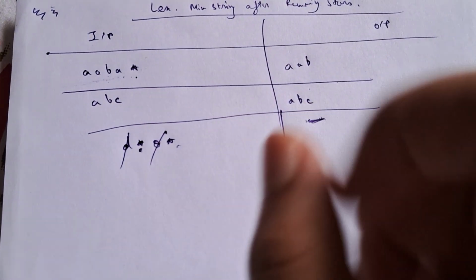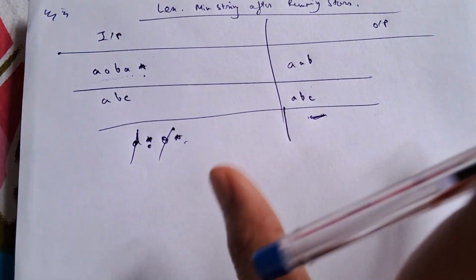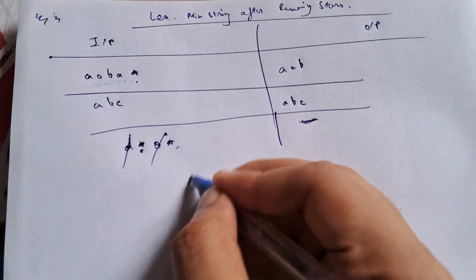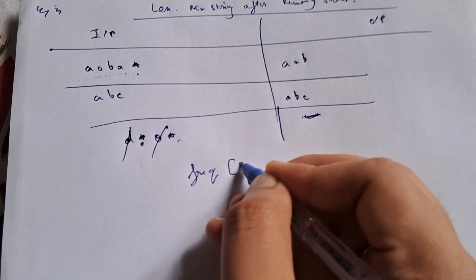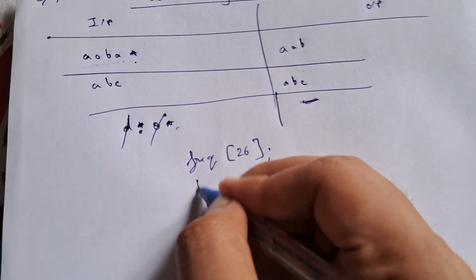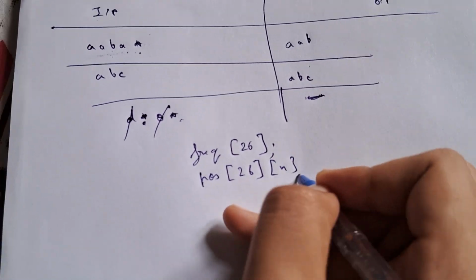So now we'll get on to the code. I'll just explain what to do. It is very simple. What you can do is have a frequency array of size 26, and another position array of size 26.